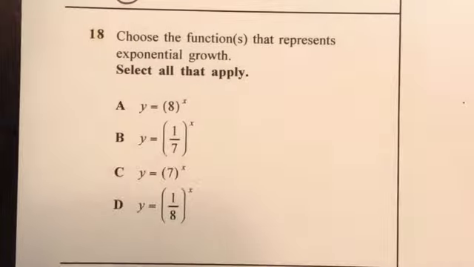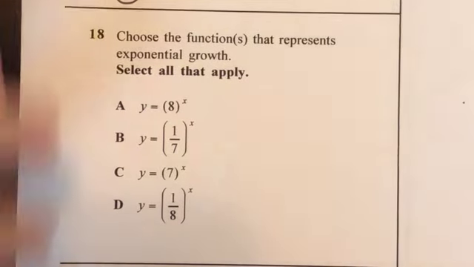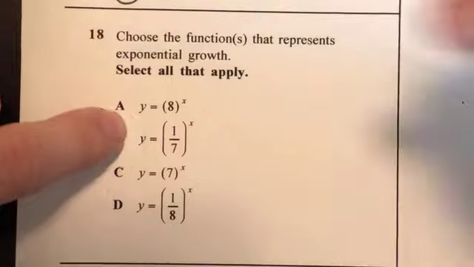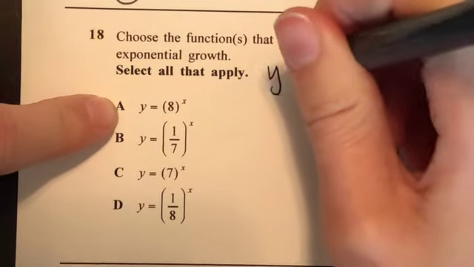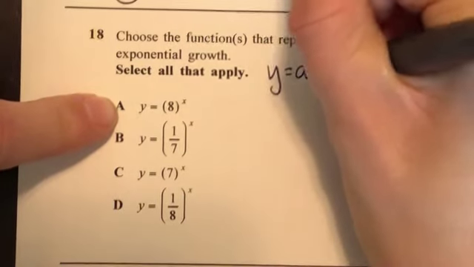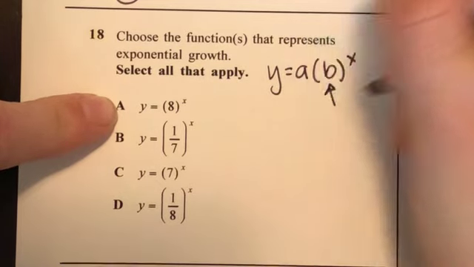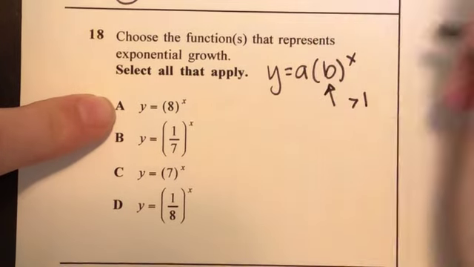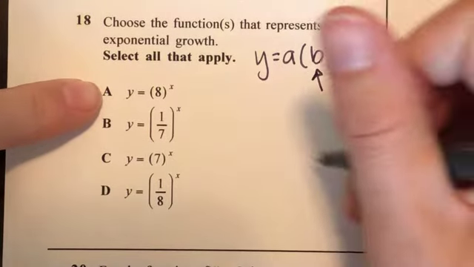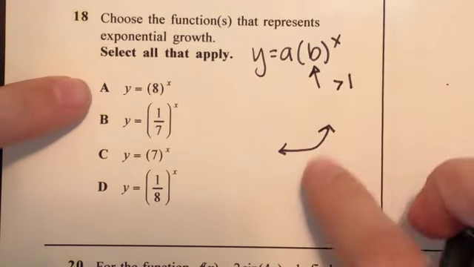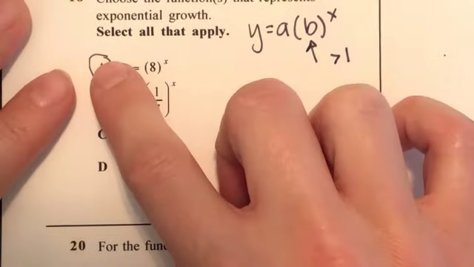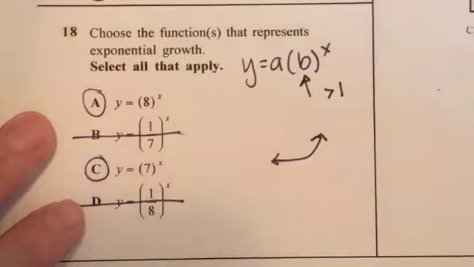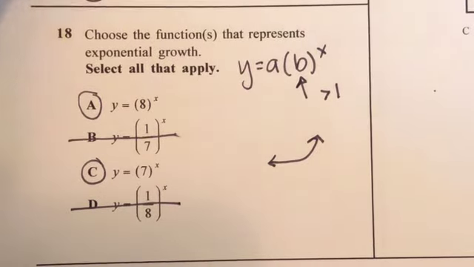In number 18, we're choosing the functions that represent exponential growth. So remember, exponential growth is when your base is greater than 1. So we're looking for numbers that are greater than 1 that would represent our exponential growth. So 8 is greater than 1, so that's exponential growth. 1/7 is less than 1. 7 is greater than 1, and 1/8 is less than 1. So my answers are A and C.